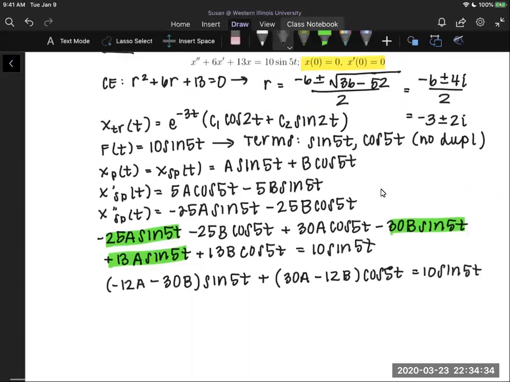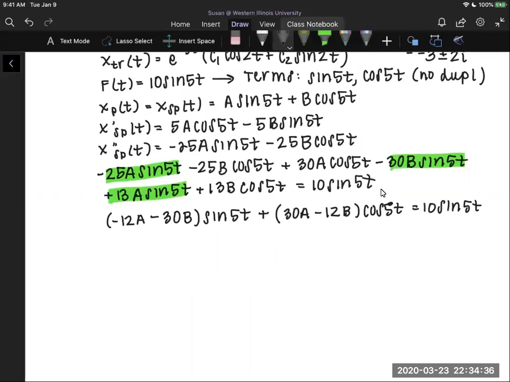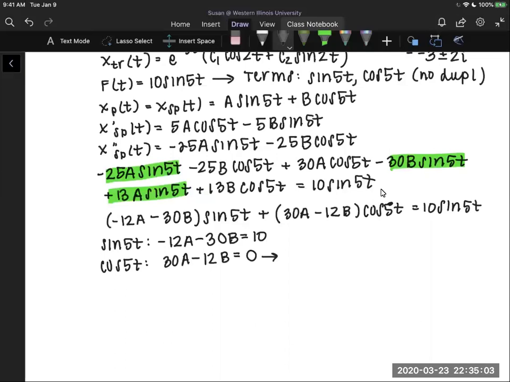All right, so now we're ready to equate coefficients. For the sine terms, I have a -12a minus 30b equals 10. And for the cosine terms, I have 30a minus 12b equals 0. So go ahead and solve for those coefficients in whatever way you see fit. I'll go ahead and solve explicitly.